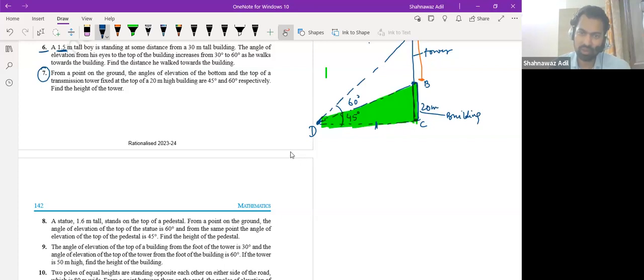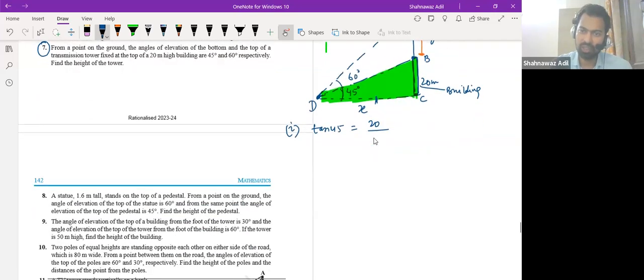Which trigonometric ratio will we use? Tan 45. So tan 45 is BC by DC, which we want to find out. Let's say this is X and the tower height is Y.